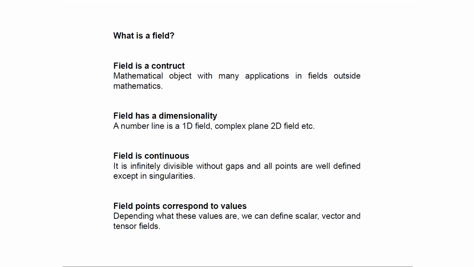inconvenience, let's say. Otherwise, except in singularities, the field is well defined in every point. These field points correspond to values, and these values can be either just a number, then we call it a scalar, or they can be vector values. And again, if you think a little bit, what is an image?